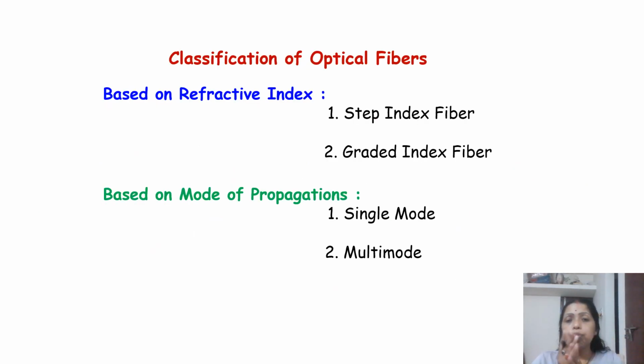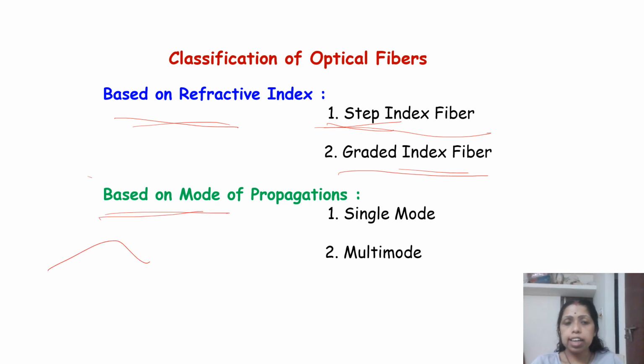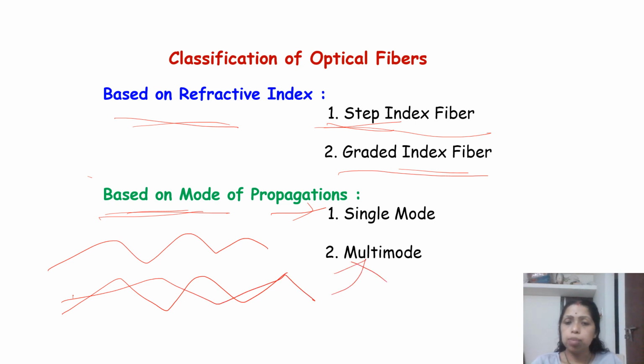Okay, now come to the various types of optical fiber. Based on the refractive index that I told, if it is a constant refractive index, then it is step index fiber; if it is a multiple refractive index, then it is the graded index fiber. And based on the mode, if only a single ray is propagating through the fiber, that is single mode. If multiple modes are propagating through the fiber, then it is multi mode, right?